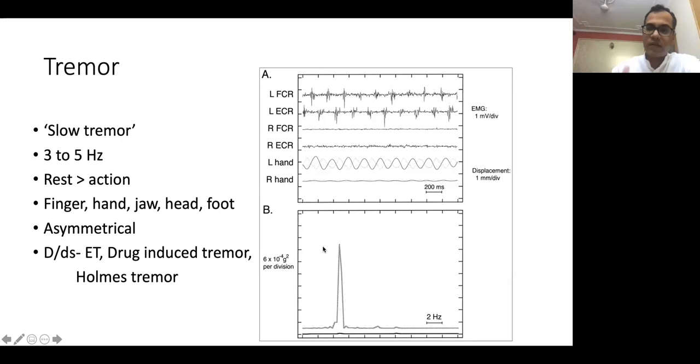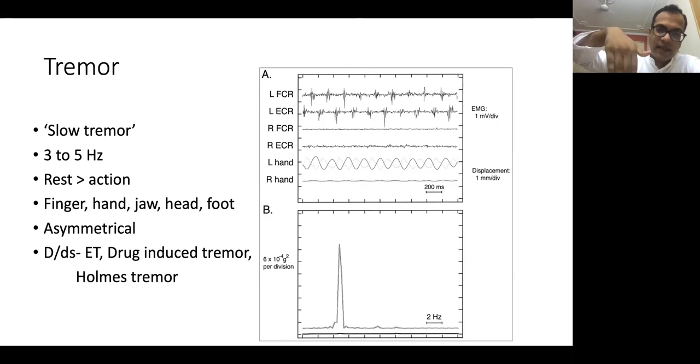So clinically, a tremor should be equal in both axes. So if it's a flexion extension tremor, it should be like this. Or if it's a supination pronation tremor, it should be moved like this. So across the axis, the movement should be equal. So if it keeps on going like this, like this, like this, it's not a tremor. It's actually a dystonic tremor or a spasticity.